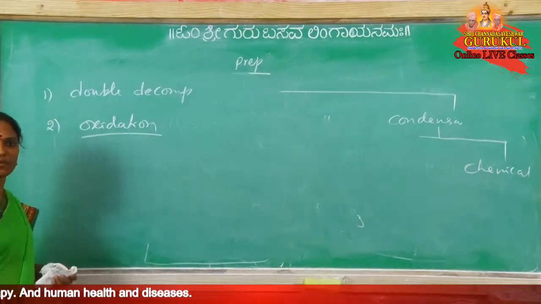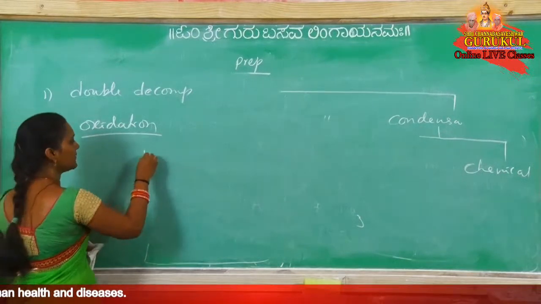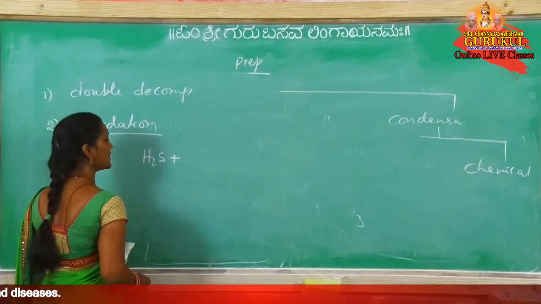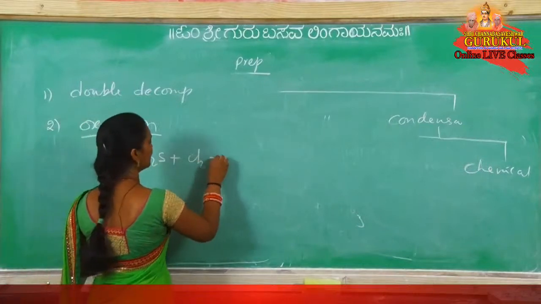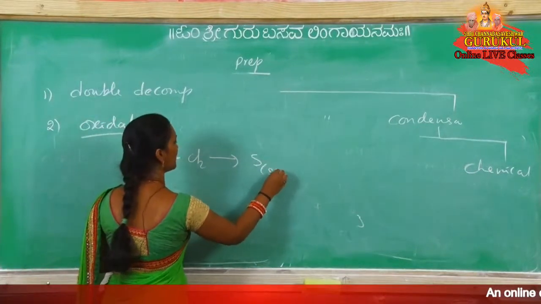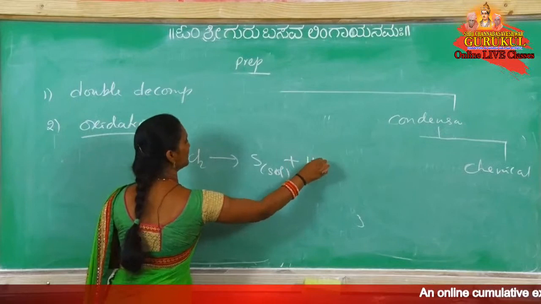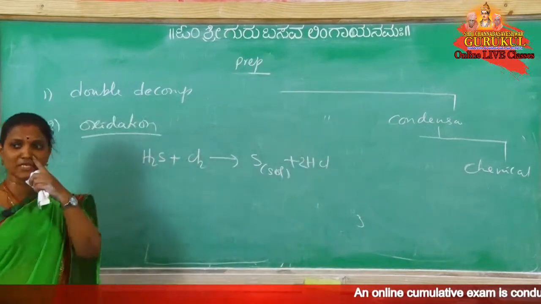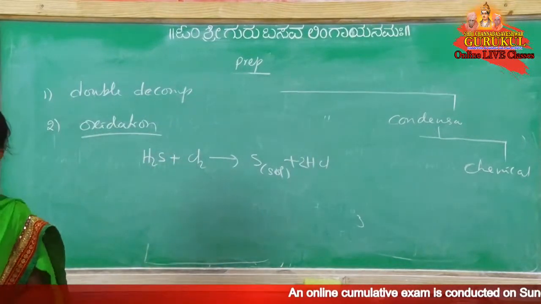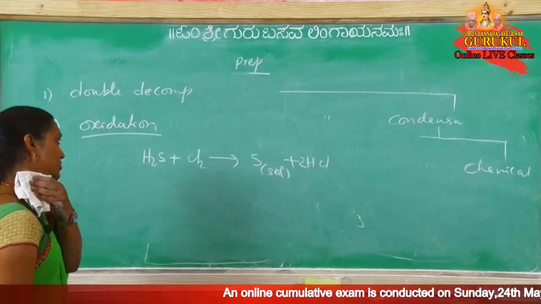By using oxidation, how to prepare the colloidal solutions? Given is H2S. It is treated with chlorine, sulfur sol formed and HCl. Now, is this an oxidation or reduction method? So sulfur sols are prepared by oxidation or reduction, like that the question is given.